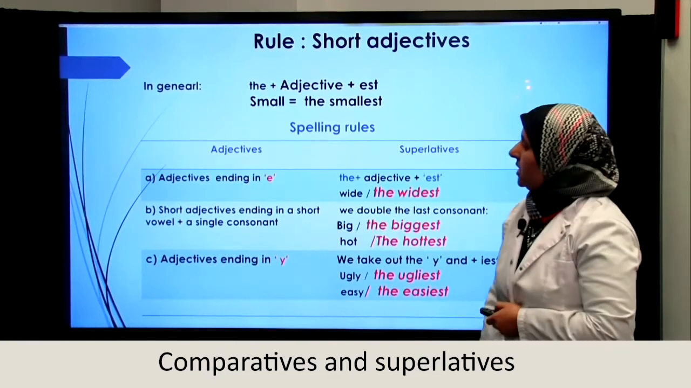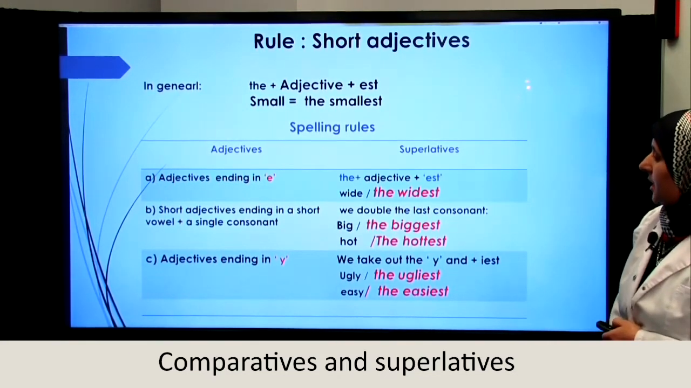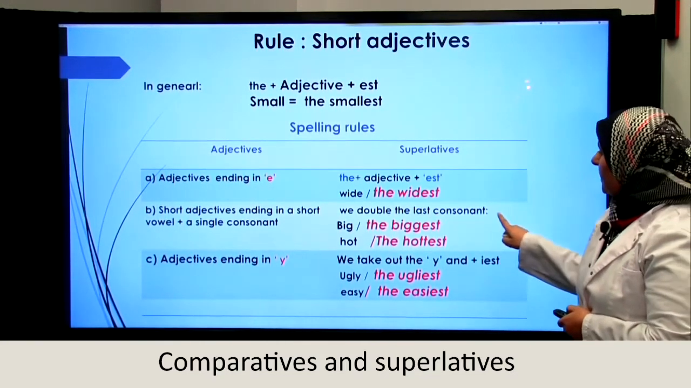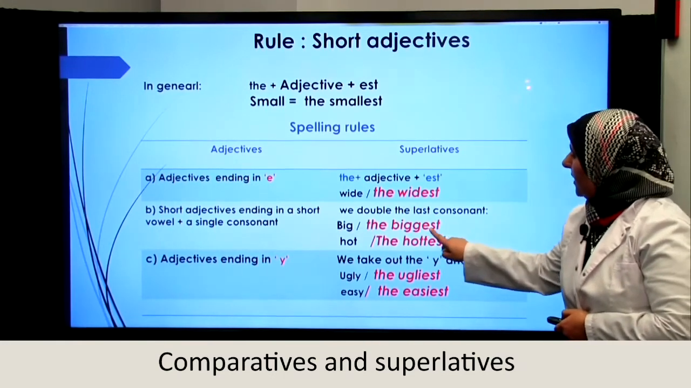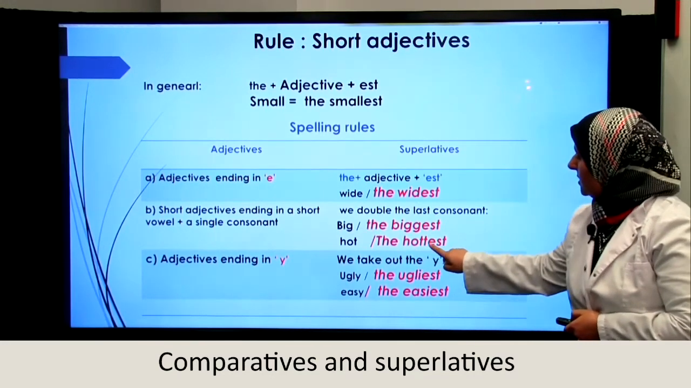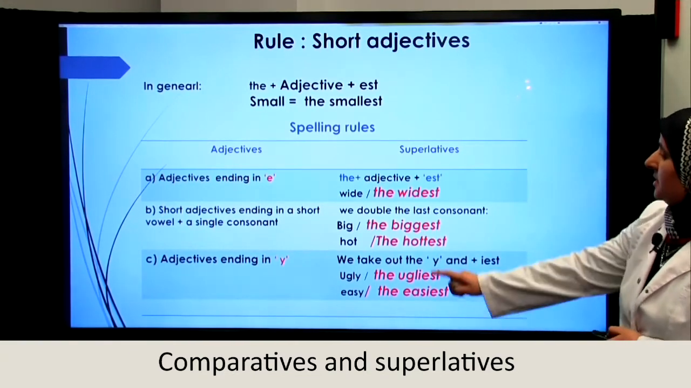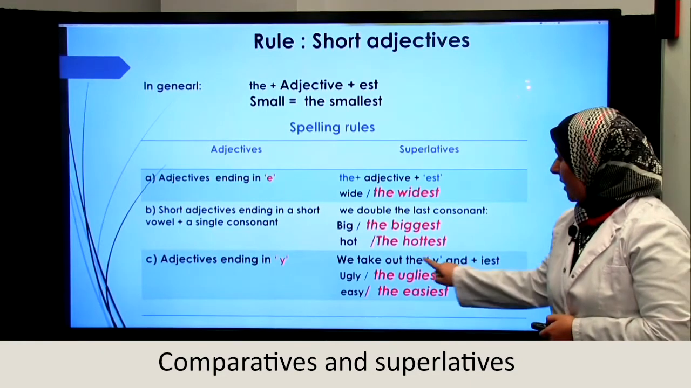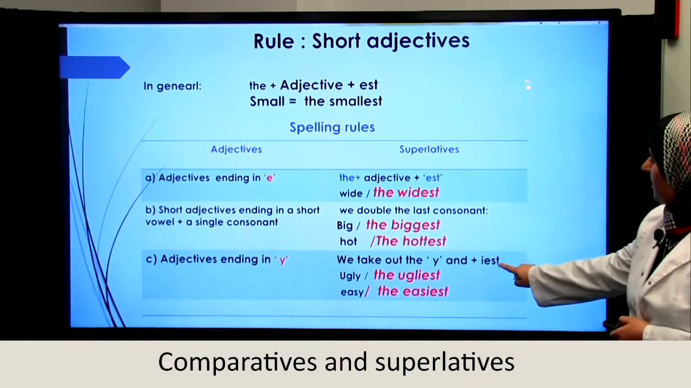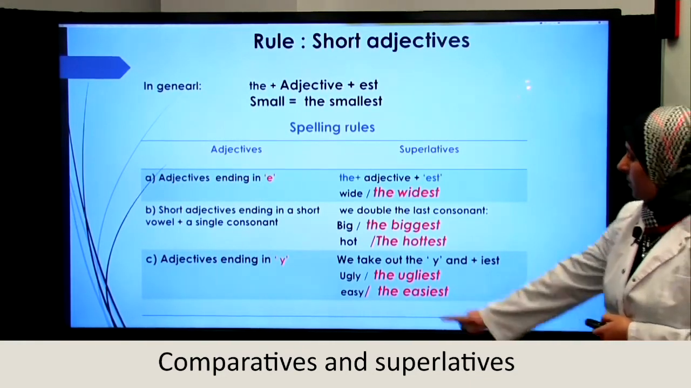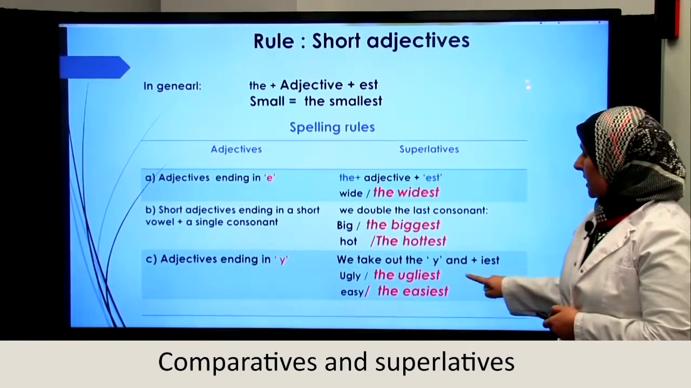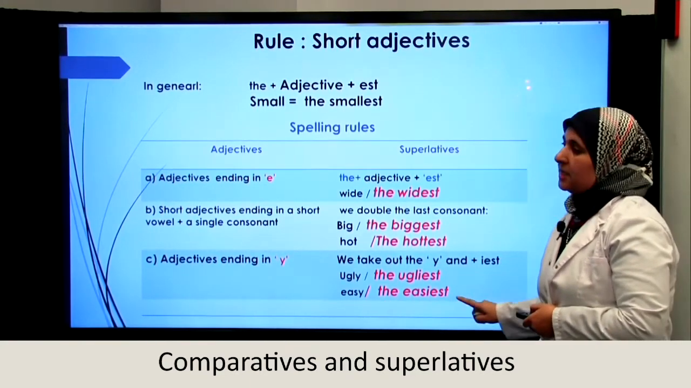Short adjectives ending in a short vowel plus a single consonant, we double the last consonant, like big, the biggest, hot, the hottest. So the last consonant here is G and here is T. Adjectives ending in Y, we take out the Y and we add iest. Example, ugly, the ugliest, easy, the easiest.